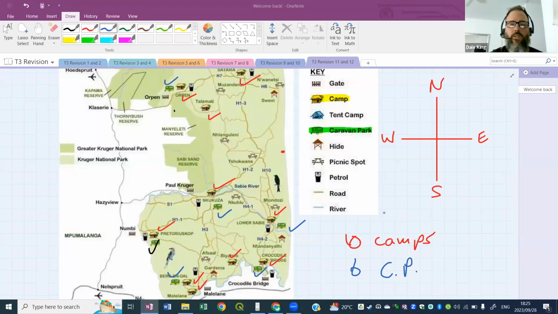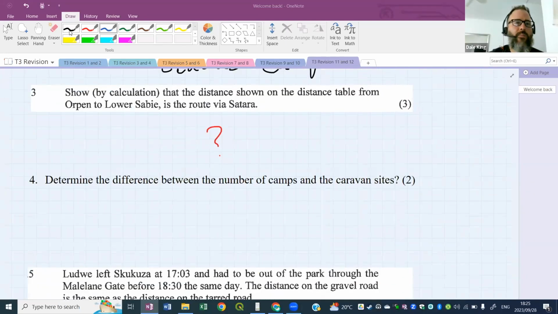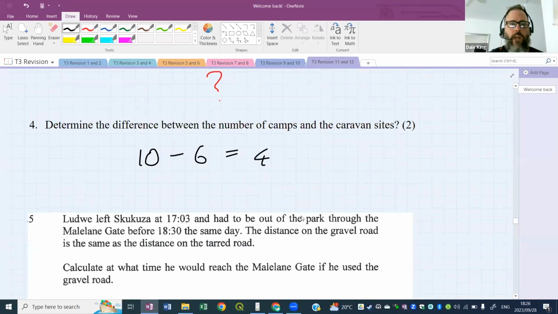Yes, Thunder. Good job. All right, so we'll just write down here 10 minus 6 equals 4. All right, that's the difference. All right, let's have a look. What do we have next?